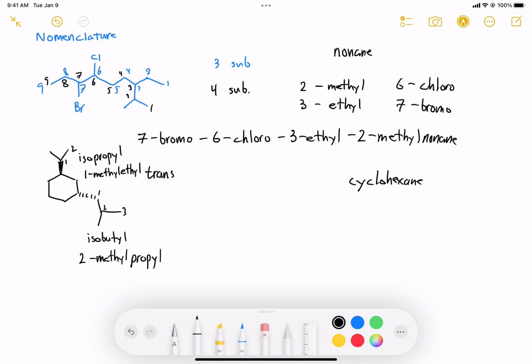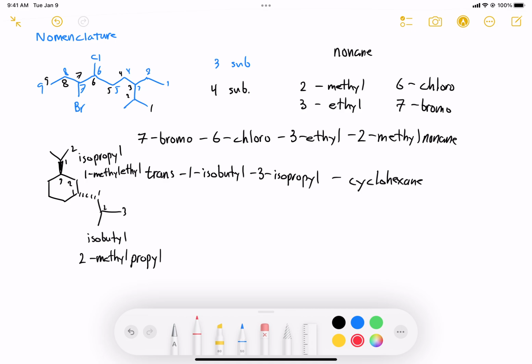Now, we have 1-methyl propyl and then 1-methyl ethyl. So it really depends on how you number it, and on what name you use. If we use isopropyl, isobutyl, iso doesn't count in the name. Well, iso does, I believe. But butyl comes before propyl, so it'll be 1, 2, 3. So it'll be trans 1 isobutyl 3 isopropyl cyclohexane.